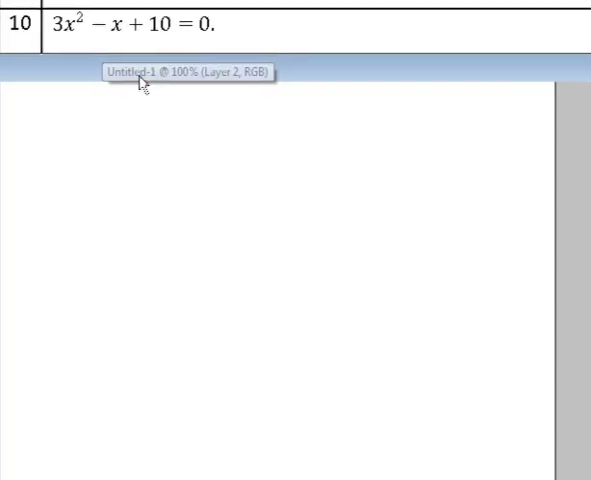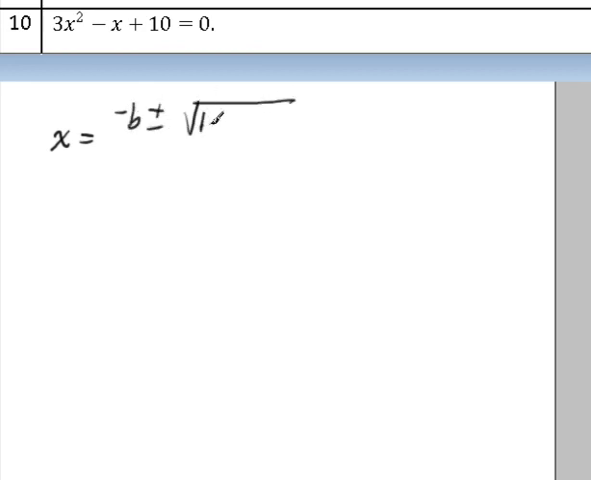Number 10 is another quadratic, and again, if you tried factoring this, you would see that you wouldn't be able to factor it. So this is not factorable. So we'll go to the quadratic formula. All right, so again, we have x equals minus b plus or minus the square root of b squared minus 4ac over 2a. And get ready to substitute.